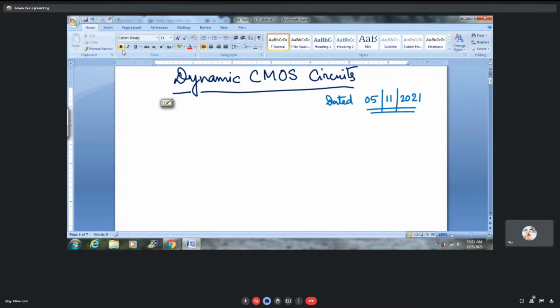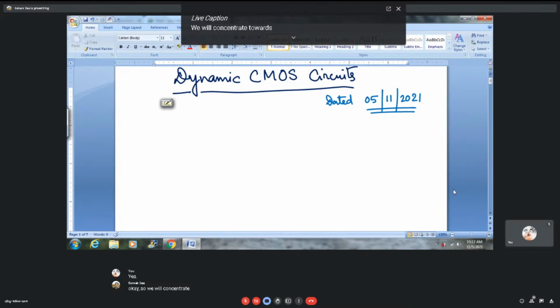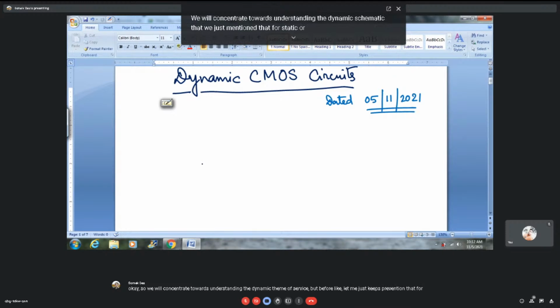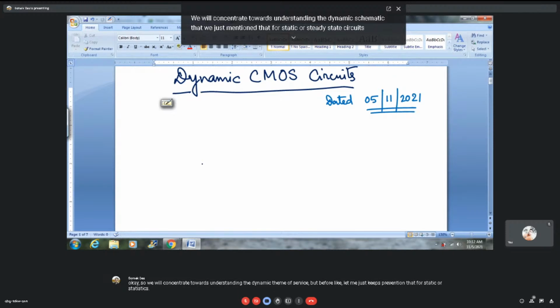Okay. So we will concentrate towards understanding the dynamic CMOS circuit, but before moving into the dynamic CMOS circuit diagram, let me just briefly mention that for the static or steady state circuit, which we have learned so far, we were only dealing with static or steady state values at the inputs and corresponding output values.